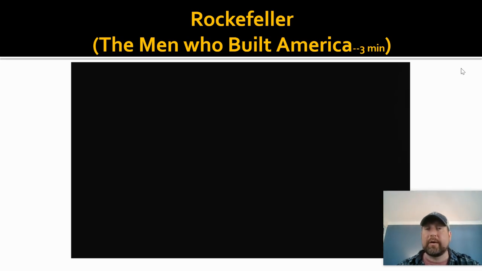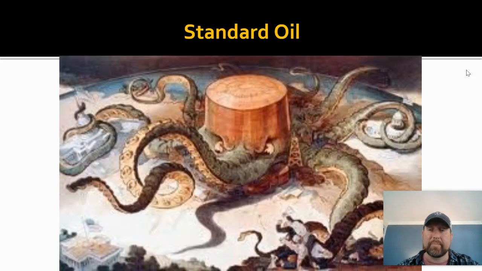From The Men Who Built America, and here's John D. Rockefeller from The Men Who Built America. As you see in this cartoon representing Standard Oil, or if it were a better copy, what you could see is here is the oil company, Standard Oil.